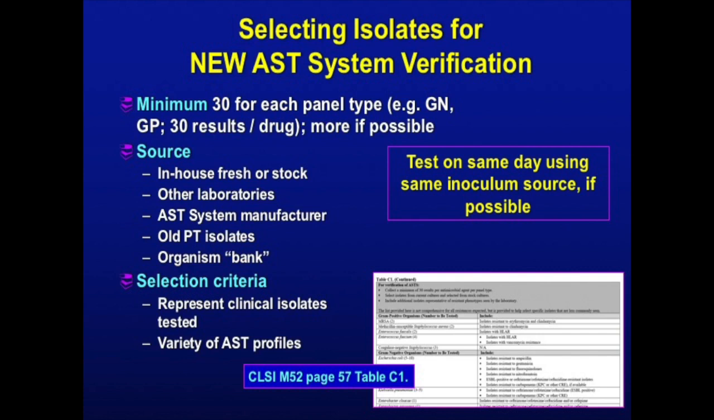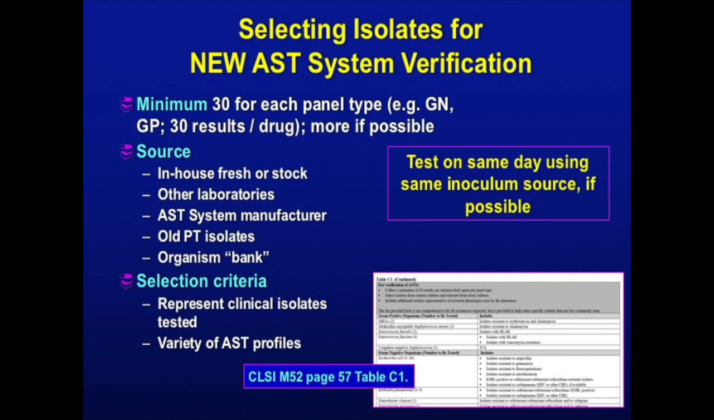Now, in the M52 document, we have a table, table C1, that has a listing of the recommended types of isolates you might want to include. So, for example, with your gram-positive panel, you want to make sure you include some MRSA, some VRE, and so forth. With your gram-negative panel, you want to include some carbapenem-resistant organisms and so forth. And again, this is dependent on the types of drugs you're going to include on your panel as well.